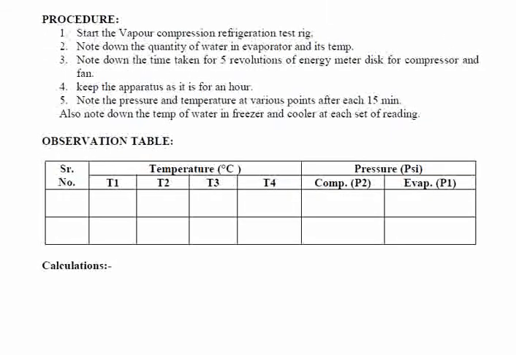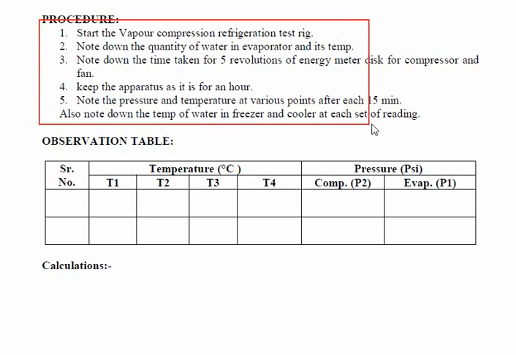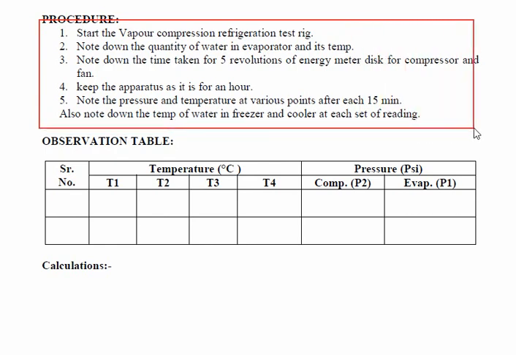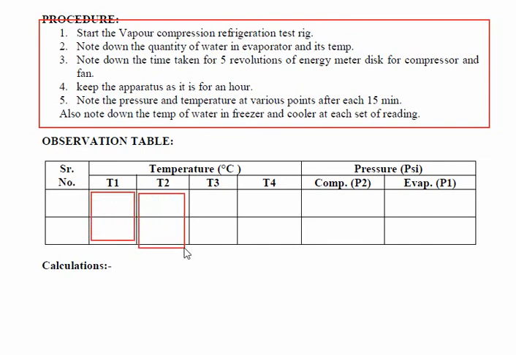So, procedure: start the vapor compression test rig. Note down the quantity of water in the evaporator and its temperature. Again, note down the time taken for 5 revolutions of the energy meter of the compressor. Keep the apparatus as it is for 1 hour. So, what you can observe here are the temperatures T1 till steady state. For example, wait for 40 minutes, T1, T2, T3, T4.